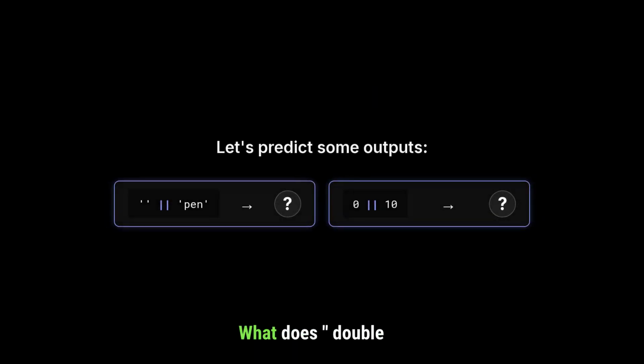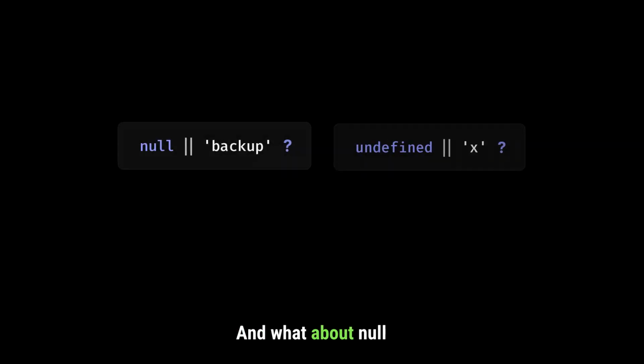Let's predict some outputs. What does 0 || "pen" evaluate to, or 0 || 10? And what about null || "backup", or undefined || "x"? Think about the answer. You got it?